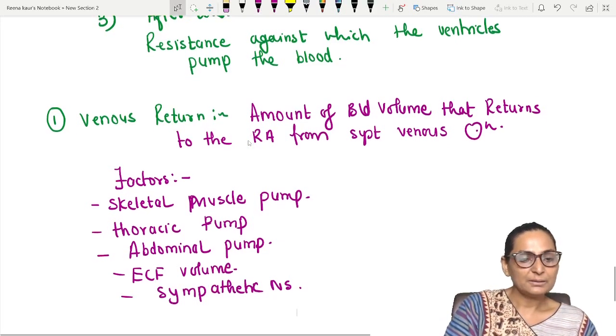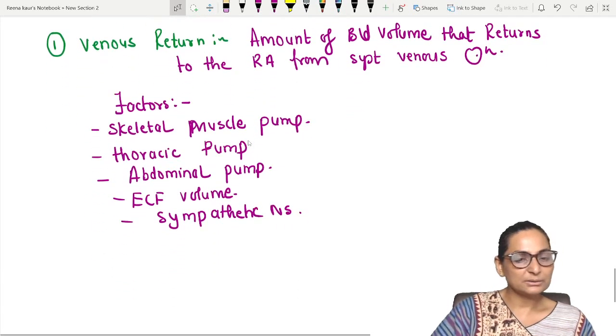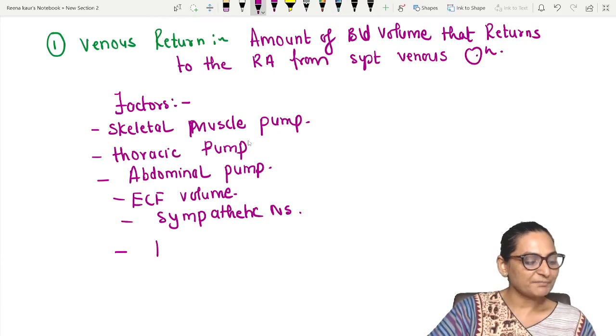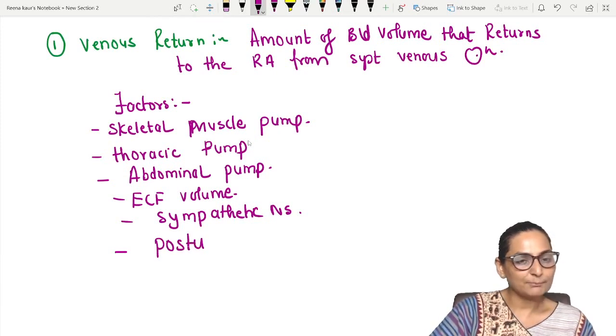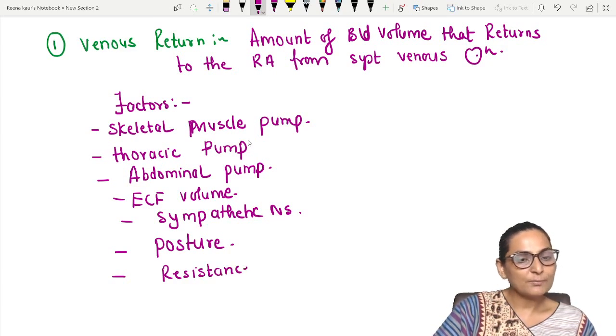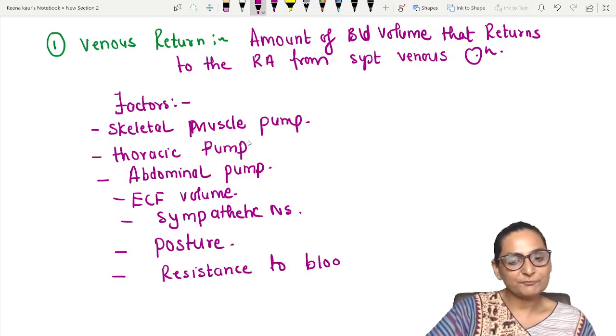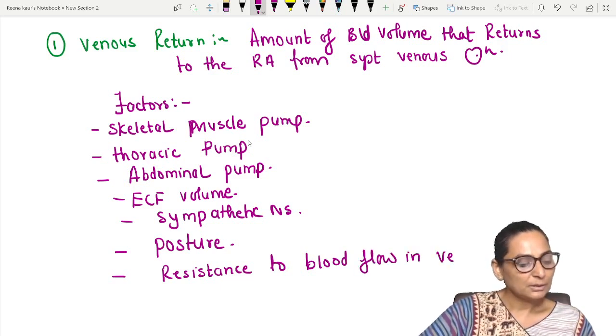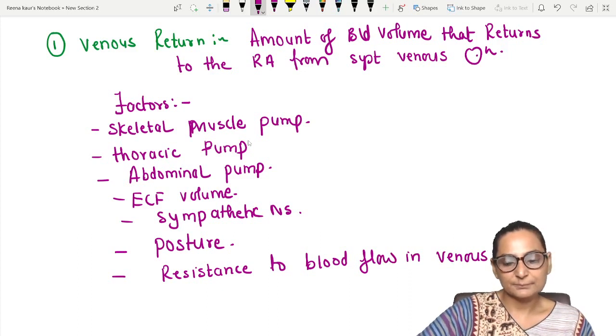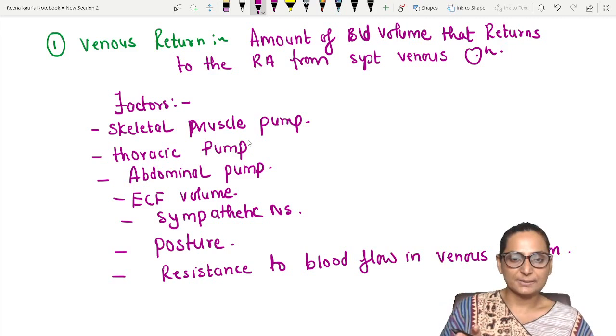Okay, then you also have the posture. The effect of posture is very, very important. Then it also depends upon if there is any resistance to flow of blood in venous return or in the venous system. Resistance to blood flow in the venous system, right? Resistance to the blood flow in the venous system.